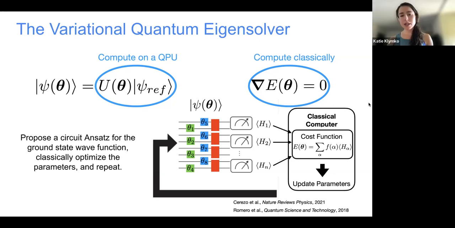Okay, so the loop part is really, we've compiled the circuit, right? The structure of the circuit is not going to change. It's just the values of the parameters. We're going to measure some energies, send that to the classical computer and optimize, and then update the parameters in the quantum circuit.